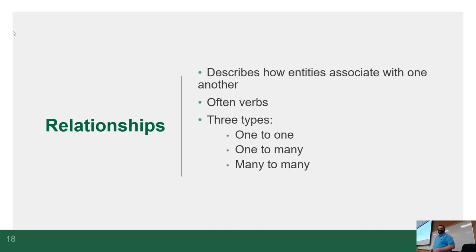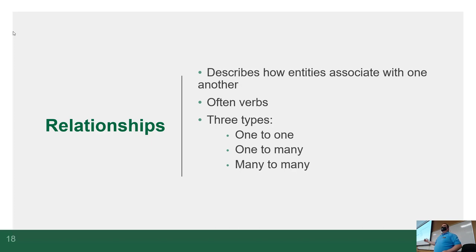So relationships. This is where things get complicated. A relationship describes how one entity may associate with another entity or entities. And often these are verbs. When you're initially doing the description on paper, you're going to write out the relationships between things. This is usually the verbs. A professor teaches the students. That's the relationship here. A student is tortured by the professor. Sorry, is taught by the professor. Wrong T word. But, you know, there's verbs.